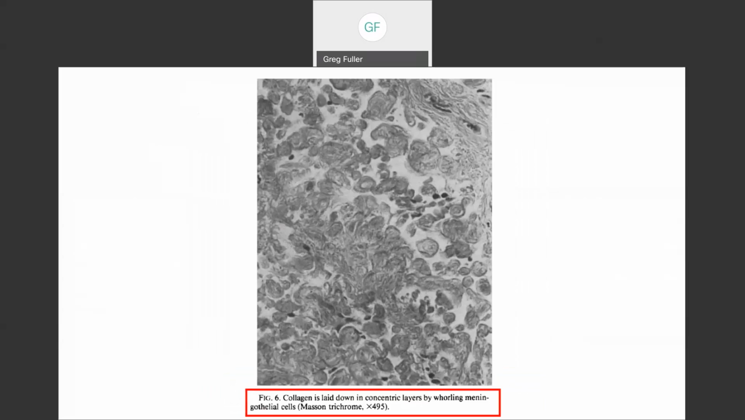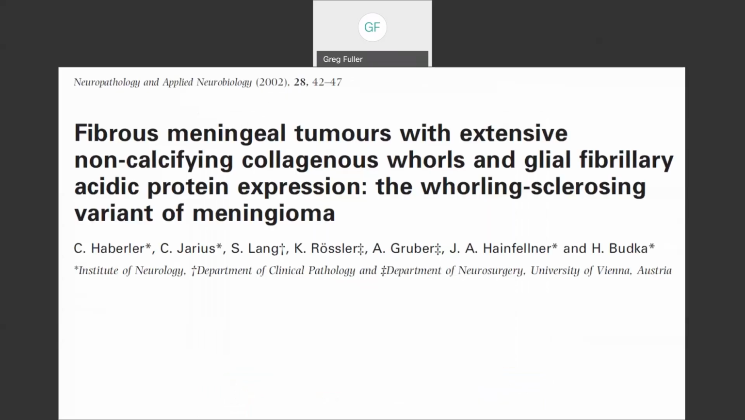Here's another figure from the paper. Collagen is laid down in concentric layers by whirling meningothelial cells. All right, fibrous meningeal tumors with extensive non-calcifying collagenous whorls and GFAP protein expression. Okay, I want you to forget about the GFAP expression. That's really not been borne out, okay? But this was a fantastic paper, and this really brought attention.